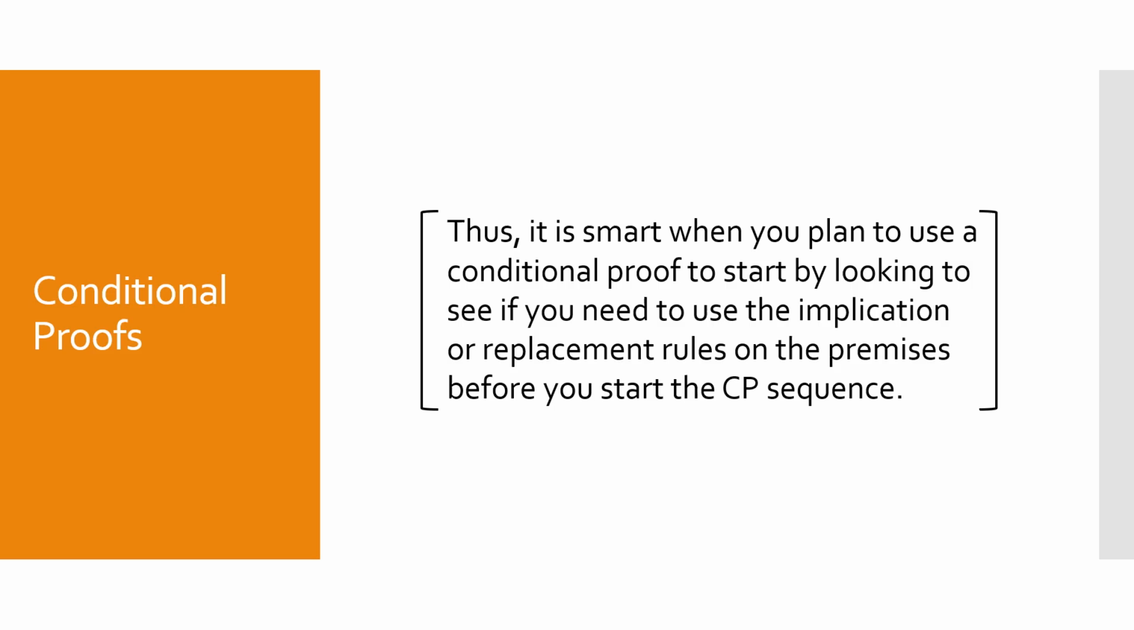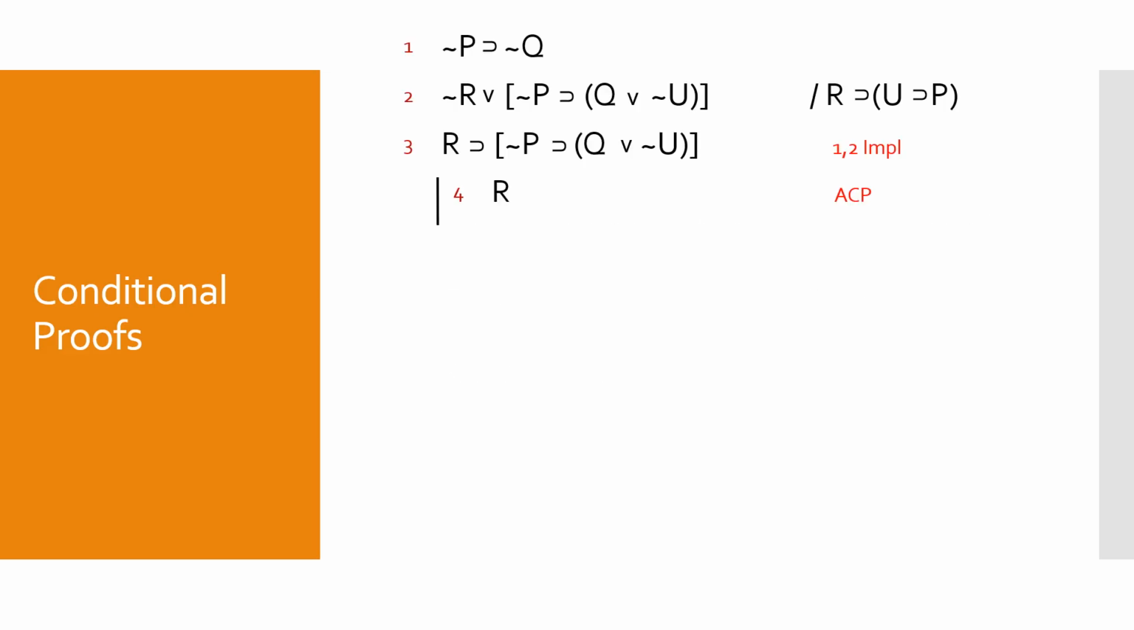And so as a general rule, it is fairly smart when you plan to use a conditional proof to start by looking to see if you first need to use your rules of implication or replacement rules on any of your premises before you start in with the conditional proof sequence. And so we can begin the conditional proof by simply assuming R is true, and then we place our justification off to the right as simply ACP.